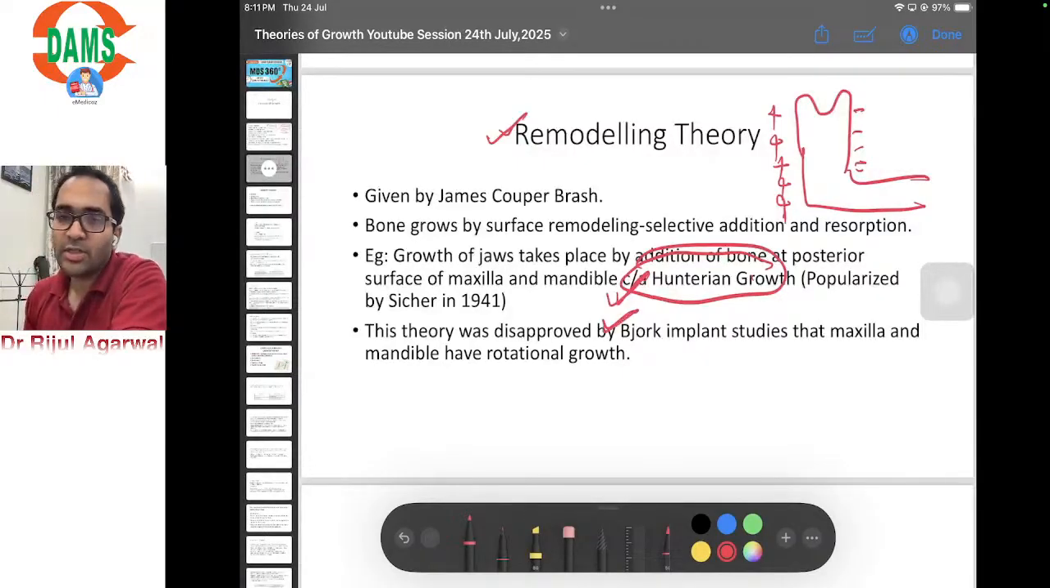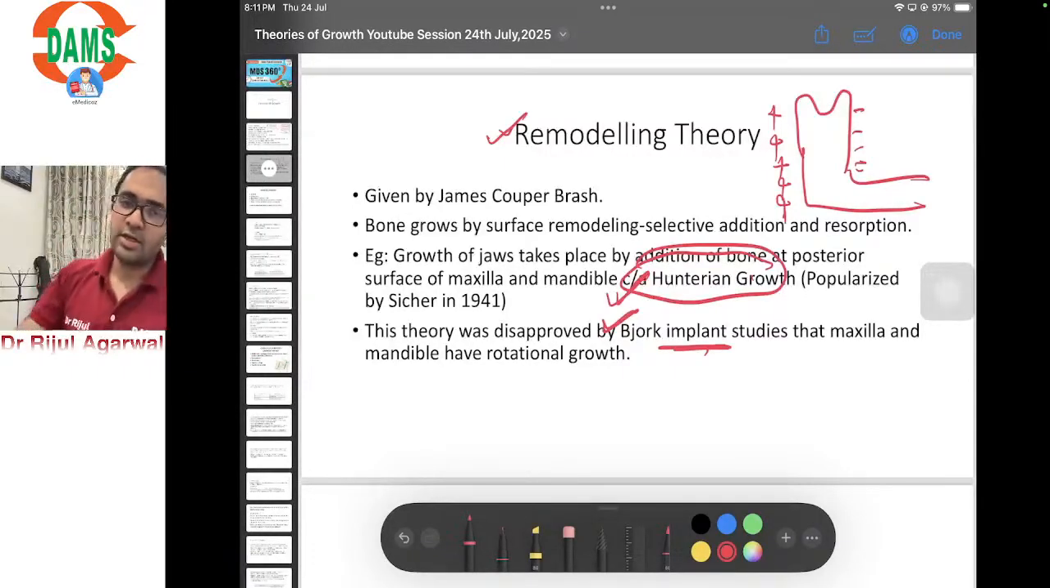If you remember Jorg, he is the one in the measurement approach of growth. When we studied, he gave his measurement approach of growth using implants. So he later on found that growth of the maxilla and mandible occurs by rotational growth. What is rotational growth? We will study in subsequent sessions or in the class. I cannot discuss rotational growth right now. Just remember that growth of the maxilla and mandible occurs by rotational growth.